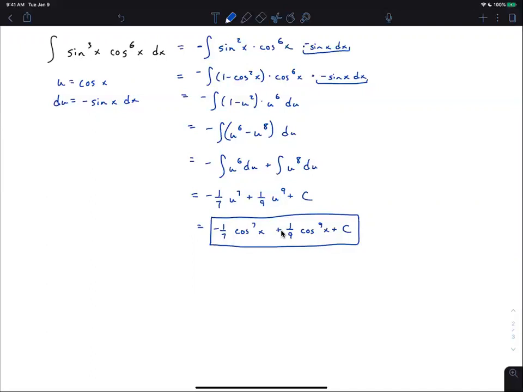Your answer would look different, but because of trig identities, it would either be exactly the same, they'd be equivalent, or they'd be off by a constant. So like maybe it'd be one higher, and so the +1 would be factored into the plus c.